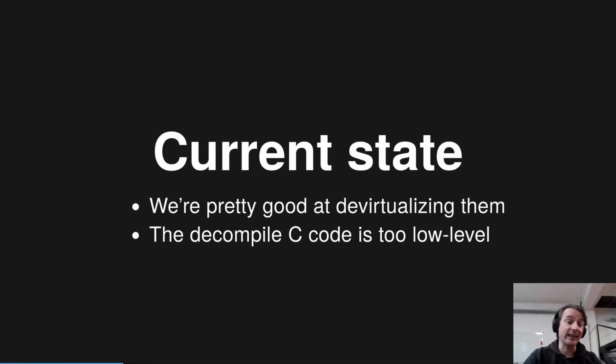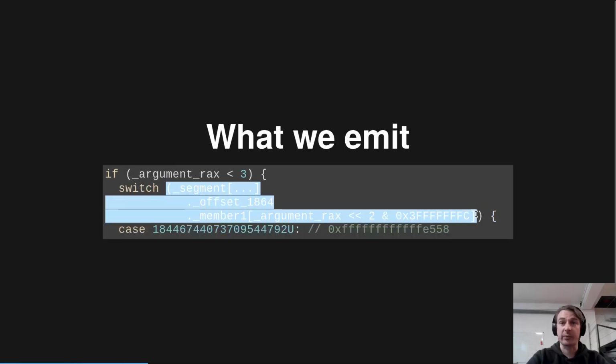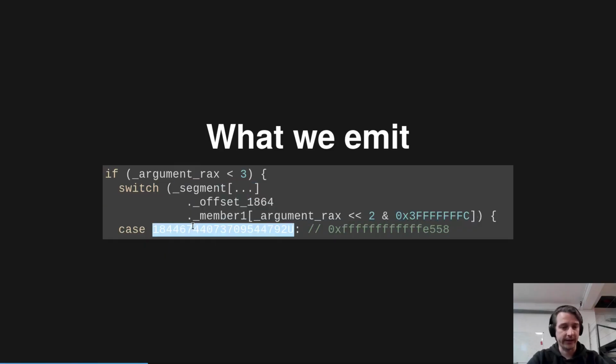Let's look at how the final decompiled code looks. So we decompiled the code before to something similar to this. We have: if argument array x is lower than 3, okay, which is the first comparison with the JA that we saw before, then switch on, and there's a pretty complex expression here. And also the value of the cases, it's not very nice.